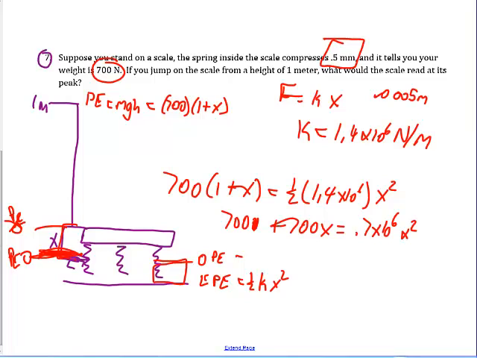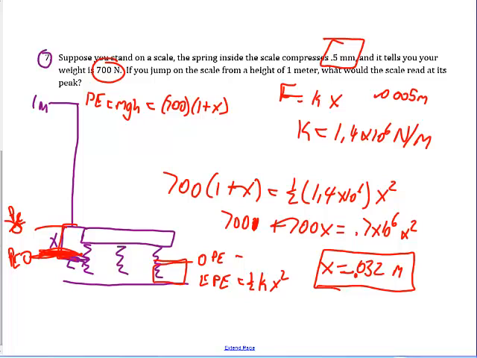Subtract that over and do the math, and let's see, we get our A term is negative 700,000. Our B term is 700, and our C term is also 700. And so we get an x distance of 0.032 meters. Now this is not the answer to my problem. This is how far the springs compress.